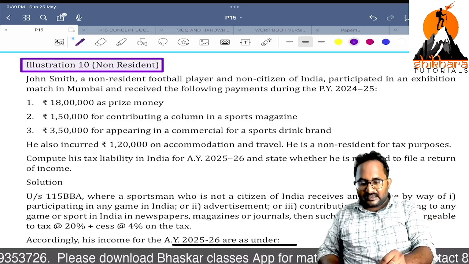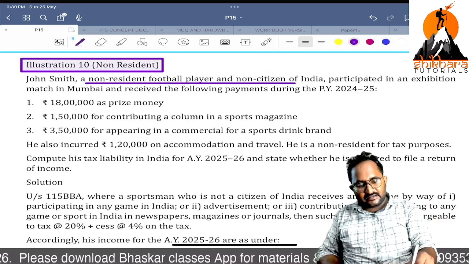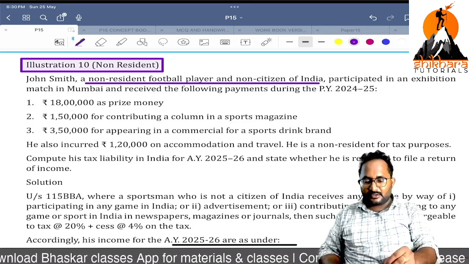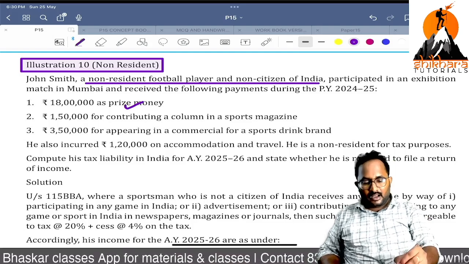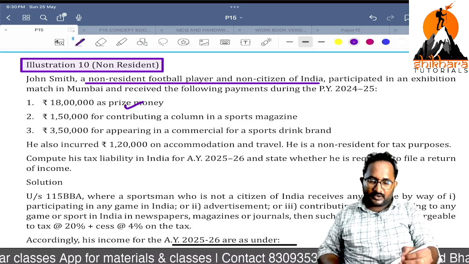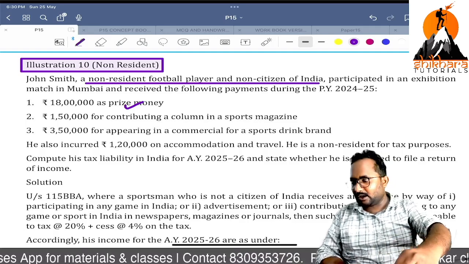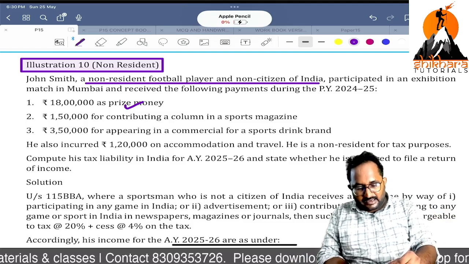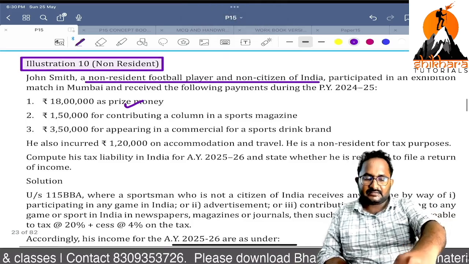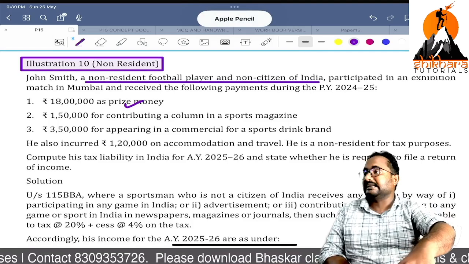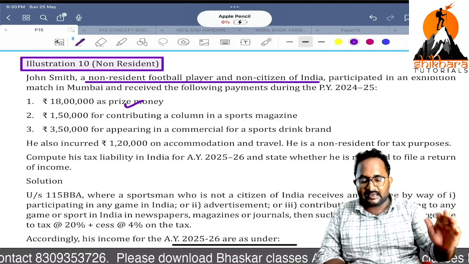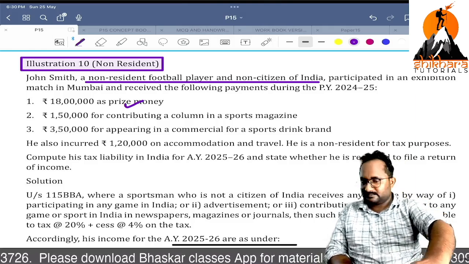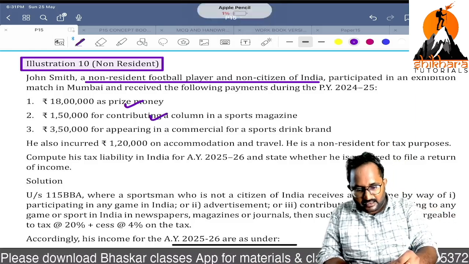John Smith is a non-resident football player. He is a non-citizen of India, that means a foreign citizen. He participated in an exhibition match in Mumbai. He received the following payments: prize money, and he is receiving some amount from a sports magazine also, because he contributed some articles. And next, he appeared in some commercials, that means he is doing some promotions related to one drink also. What is the total amount he received? 18 lakh plus 1 lakh 50,000 and 3 lakh 50,000. Yes, total, ma'am. Please calculate and tell me.